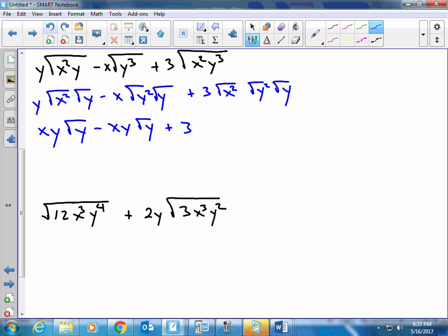Next one, the 3 I leave alone. The x squared becomes an x, the y squared becomes a y, and the inside I don't know. After that a little bit, square root of x squared becomes the x. Square root of y squared becomes the y. The square root of x squared becomes the x. The square root of y squared becomes the y. And the inside stuff gets left alone.